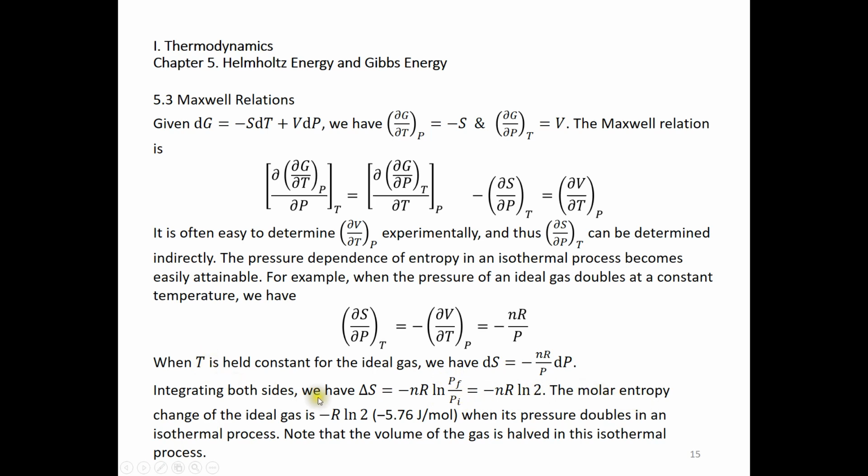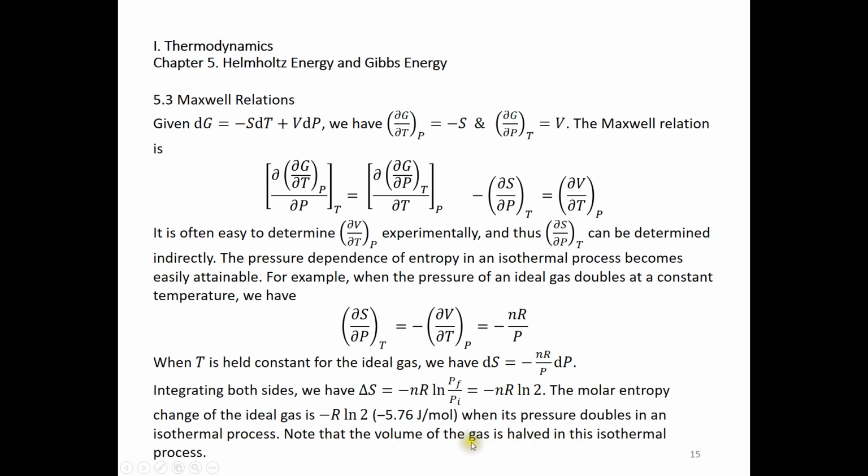The molar entropy change is negative R Ln2. It's negative 5.76 joule per mole per Kelvin. Sorry about the mistake here. It should be joule per mole and then per Kelvin. When the pressure doubles in isothermal process, entropy decreases. And over here, in this example, because it's isothermal, notice that the volume of this gas is halved.